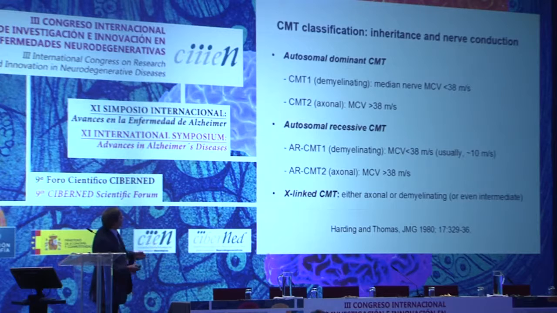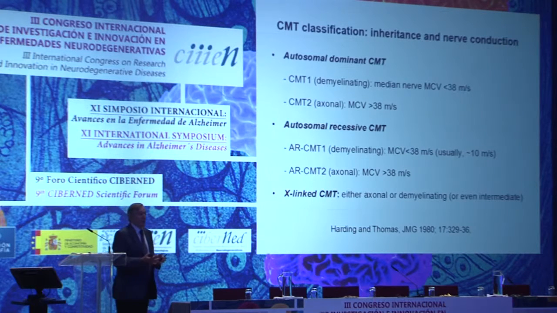In clinical practice, CMT is classified in agreement with the inheritance pattern and the results of nerve conduction studies. In this way, we distinguish autosomal dominant CMT, which may be CMT1, demyelinating, with median nerve motor conduction velocity below 38 meters per second, or CMT2, axonal, with median nerve motor conduction velocity above 38 meters per second. Autosomal recessive CMT has the same considerations, adding a prefix AR before the CMT. And finally, X-linked CMT, which may be axonal, demyelinating, or even intermediate.